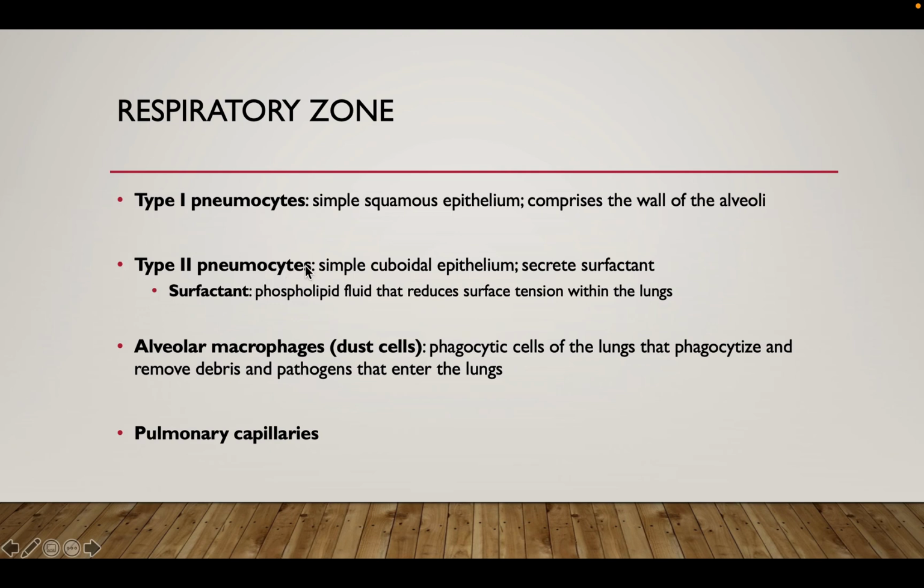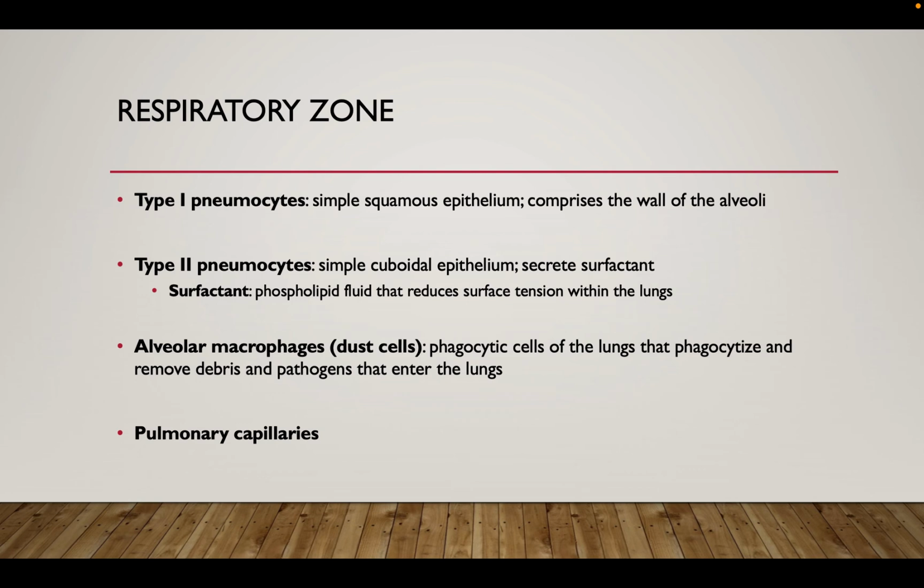Type 2 pneumocytes are still simple, so a single cell, but they're cube shaped, so they're going to be cuboidal cells. What these do, they're not necessarily involved in gas exchange directly, but they secrete something called a surfactant. And surfactant is a phospholipid-based compound that coats the inner lining of our alveoli, and it reduces surface tension.